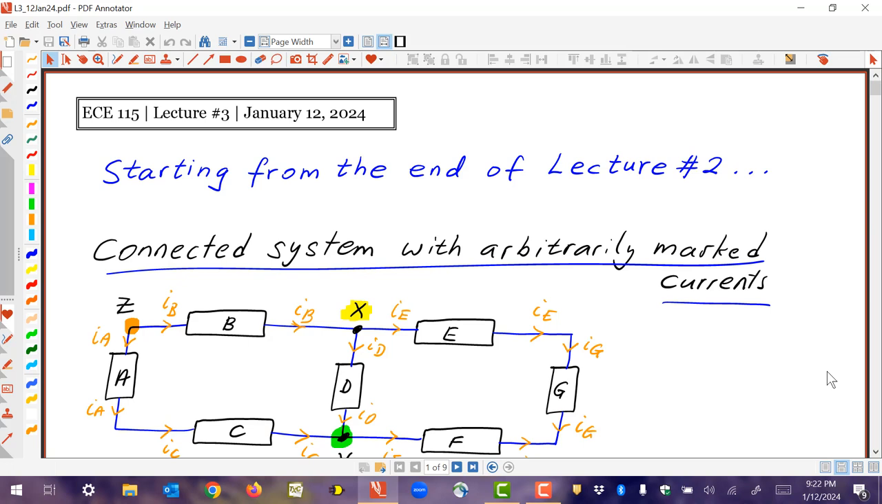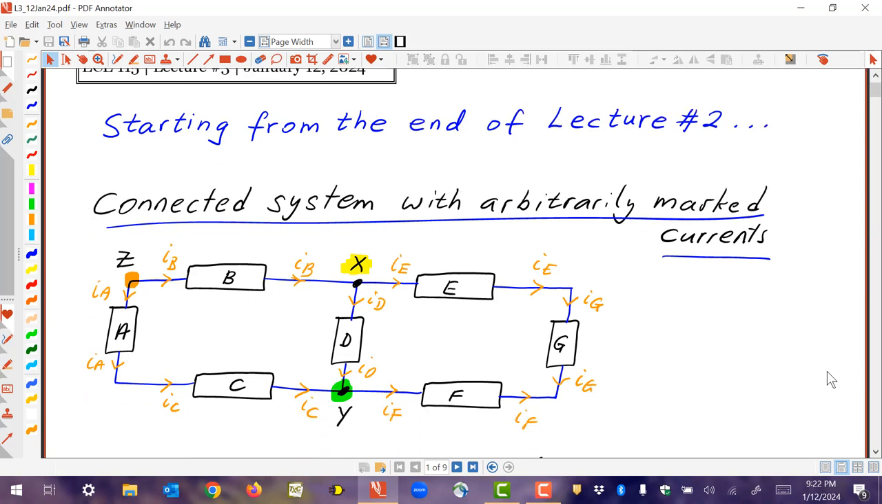So we'll start from the end of lecture number 2, just a recall of what we said. We had this connected system that I drew up, with these blocks. They're arbitrarily labeled A, B, C, D, E, F, G. And I've also labeled currents with the arrows for each of those blocks. They're arbitrarily marked. There's no rhyme or reason why they are marked in that direction. But once they are marked a certain way, for example, in block B, if current IB goes in from the left, IB is going to come out from the right. So that is established for all the blocks, right?